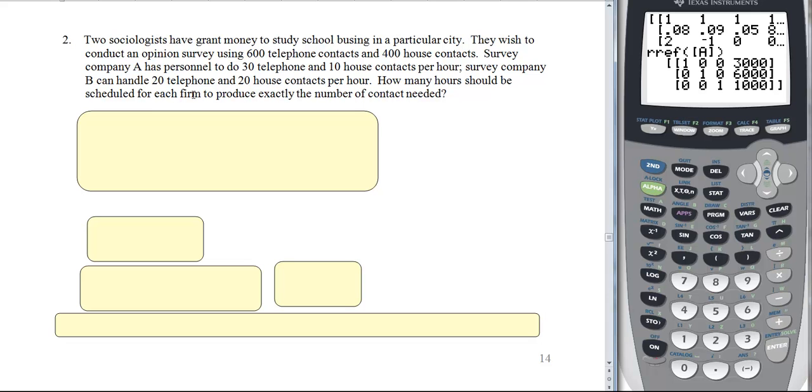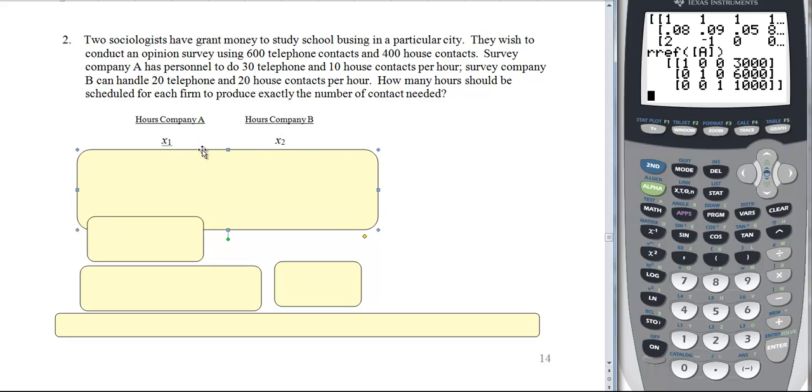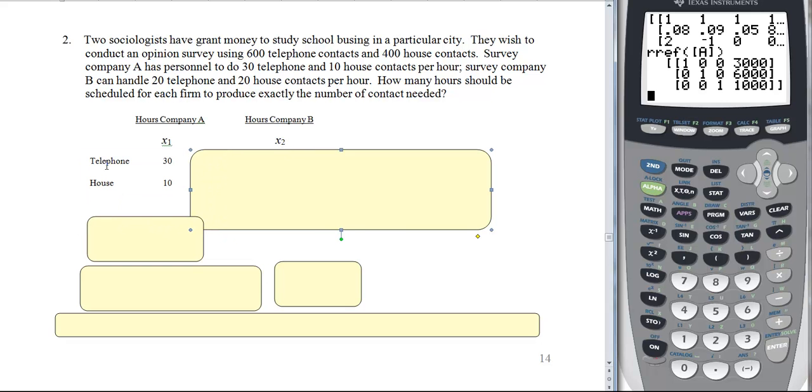So again, how many hours should be scheduled for each firm? So they're talking about Survey Company A and Survey Company B. Those are my column headings. So I'm going to let x sub 1 and x sub 2 represent the hours with respect to Company A and Company B. Now these are totals. I can't do anything with totals until I have row headings. So Survey Company A has personnel to do 30 telephone, 10 house contacts per hour. So there's the telephone, there's 30, house is 10.